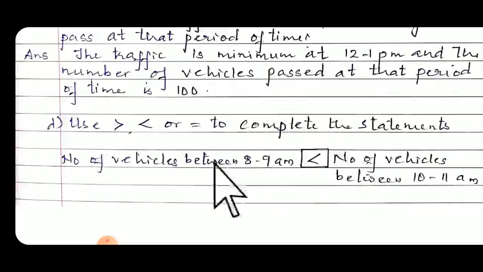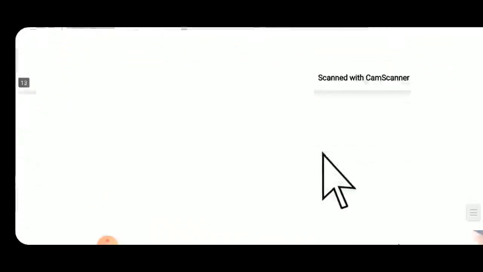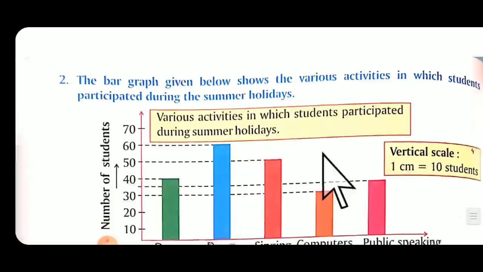Now question number D. Use the comparison to complete the statement. Number of vehicles between 8 to 9 am. How many are moving? 150. And on the second side, number of vehicles between 10 to 11. So 200. 150 and 200 are there. So between 10 to 11 is more. You have to write the greater sign over there.